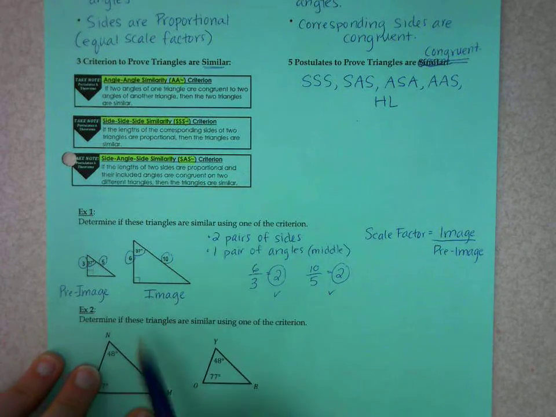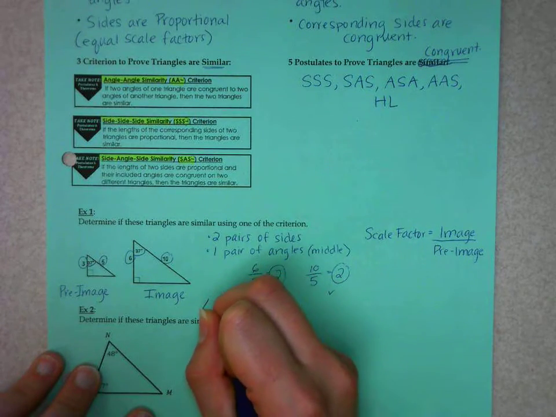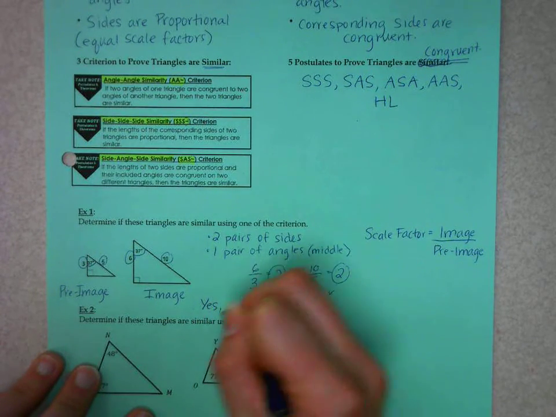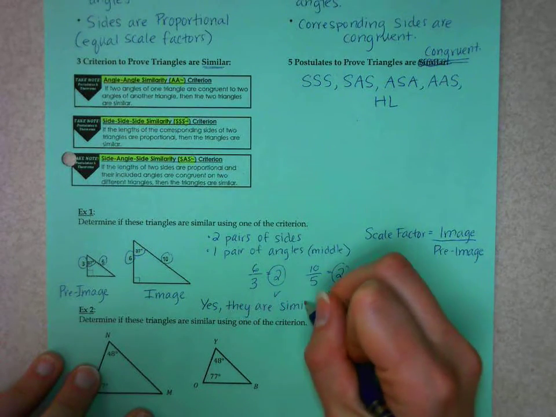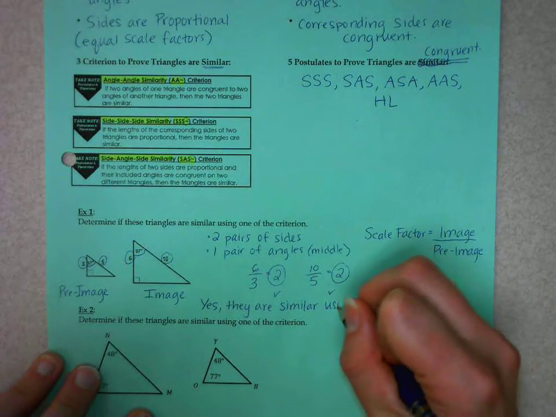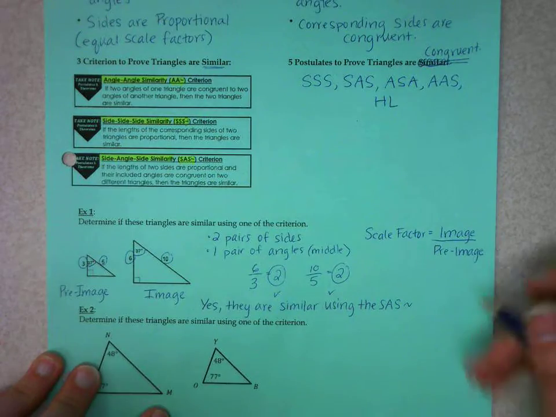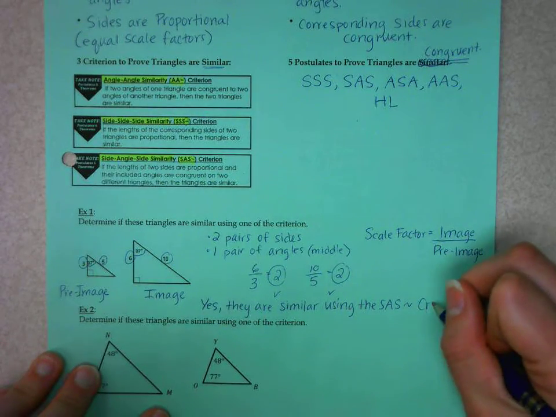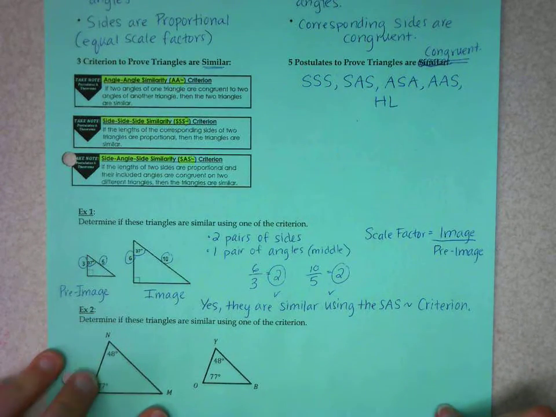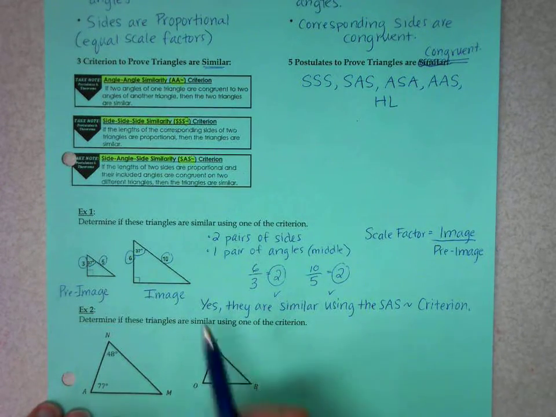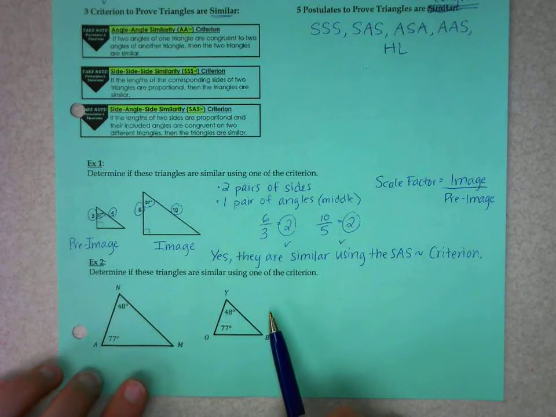So we can finish example 1 by saying, yes, they are similar. So I'm actually going to write that down. Yes, they are similar using the SAS similarity criterion. So that is what the SAS similarity criterion looks like. So let's take a look at the next one.